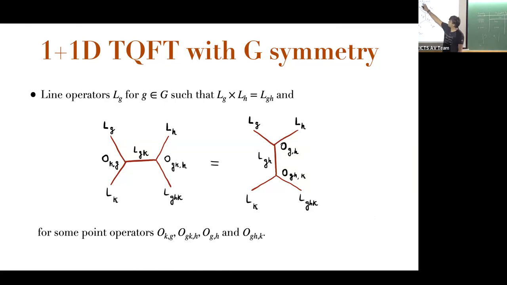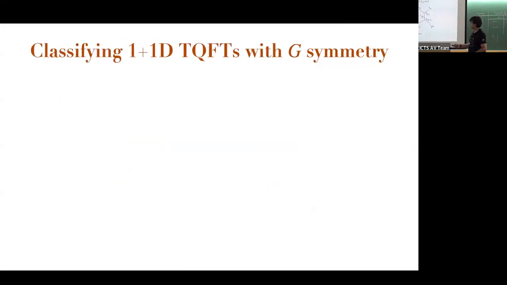So this condition is for having a group-like symmetry. This condition is for having no anomaly. So let us solve this in a very simple case where the TQFT that we're interested in is the trivial TQFT. What do I mean by the trivial 2D TQFT? It only has one local operator. It only has one line operator. What does it mean for such a TQFT to have a G symmetry? And we can solve these constraints to actually classify them.